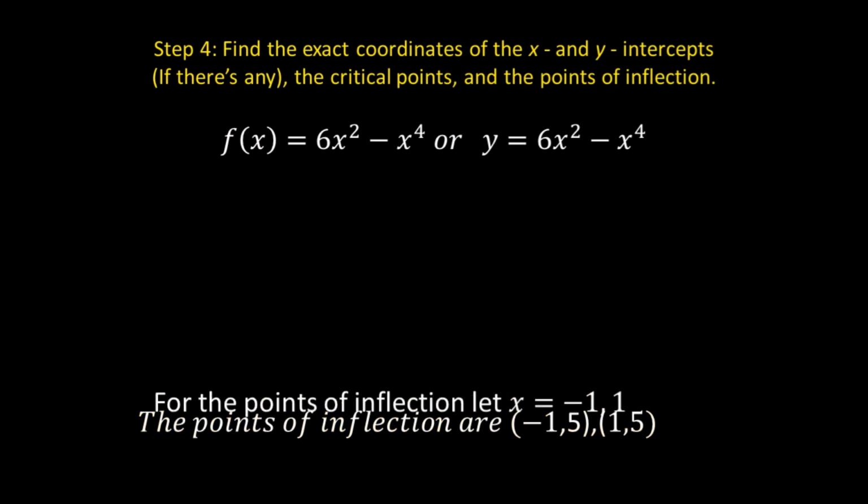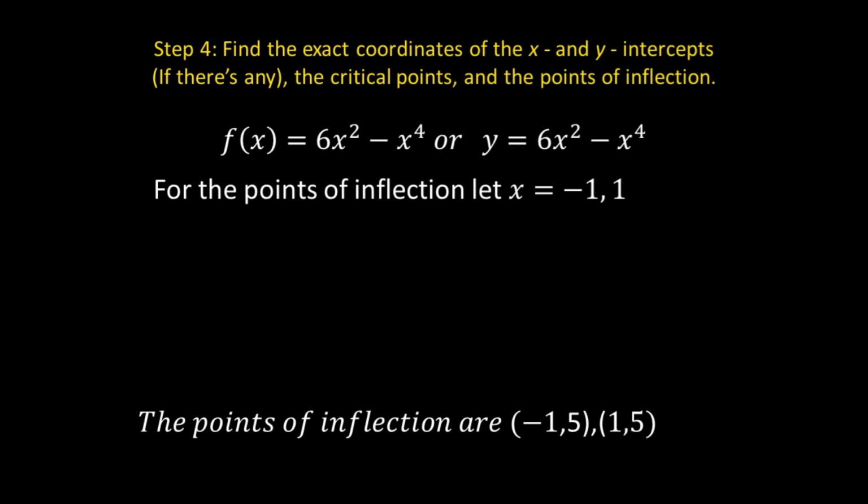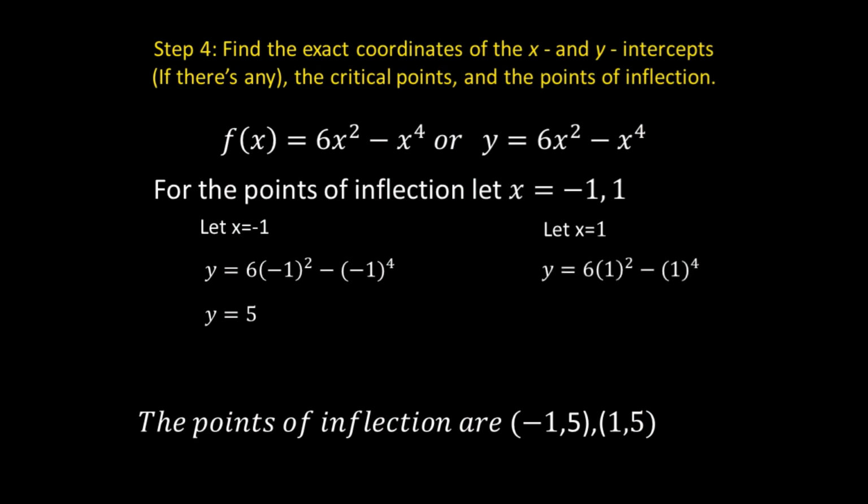For the points of inflection, we are going to substitute negative 1 and 1. When x is equal to negative 1, we have y is equal to 6 multiplied by negative 1 raised to 2 minus negative 1 raised to 4. The value of y is equal to 5. When x is equal to 1, we have y is equal to 6 multiplied by 1 raised to 2 minus 1 raised to 4. The value of y is also equal to 5. The points of inflection are (negative 1, 5) and (1, 5).